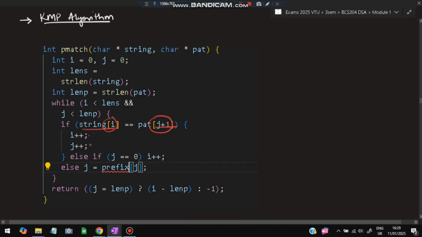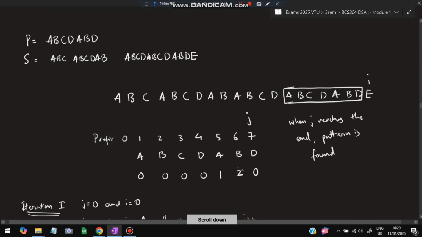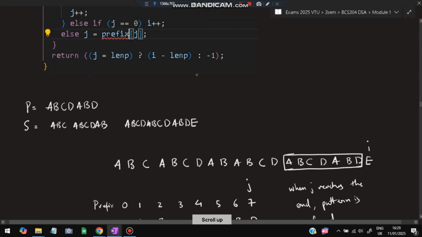If both are same, increment both of them. If it is not same and j value is 0, that means i plus plus. If j has come to the first position in the prefix, we'll do i plus plus, right? And if it is not in the first position, j will be looking at the last column to see what the value is there. j will always be looking at the last column, like this, and it will go to that position, so j will be going to 2 in this case.